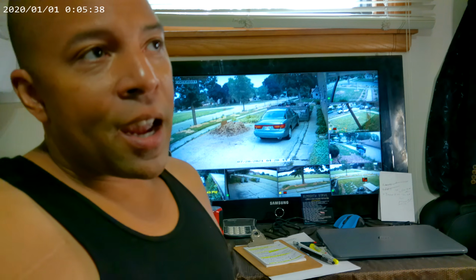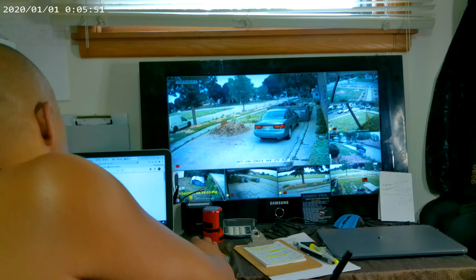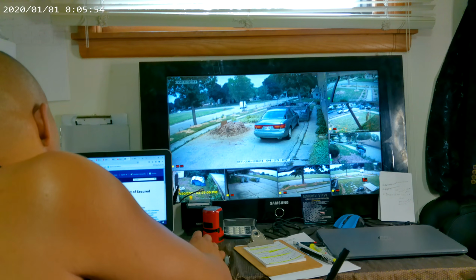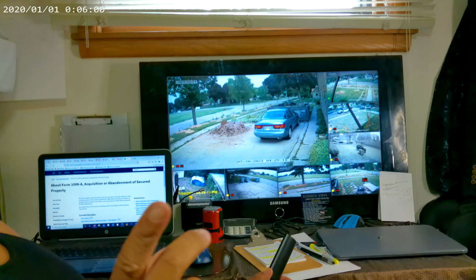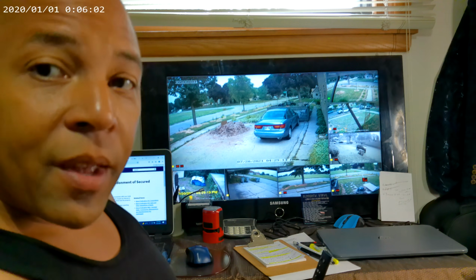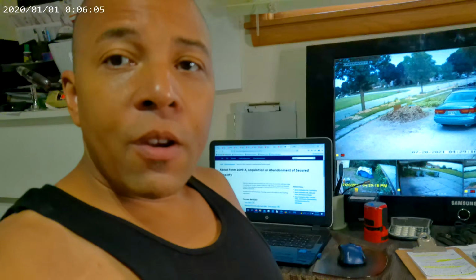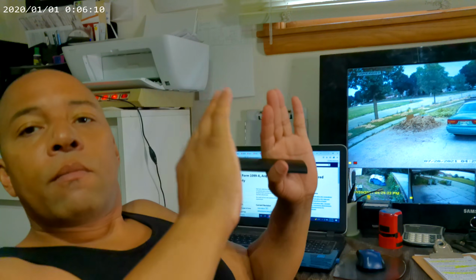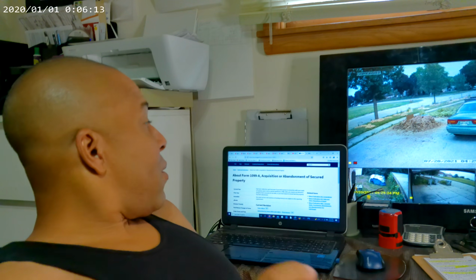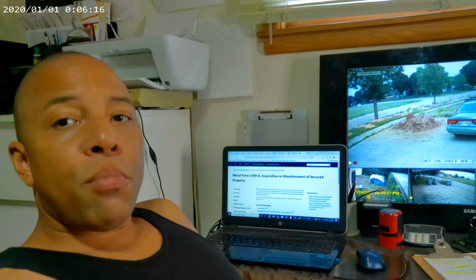So a 1099A is an IRS form that allows you to utilize it wherever you have made financial payments. Okay, so bear with me one second here. Okay, so this is right on the IRS website. It says about Form 1099A acquisition. There we go. All right, so 1099A is an acquisition or an abandonment of secured property.